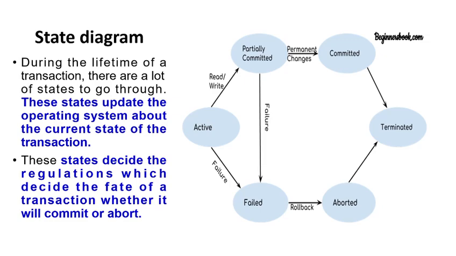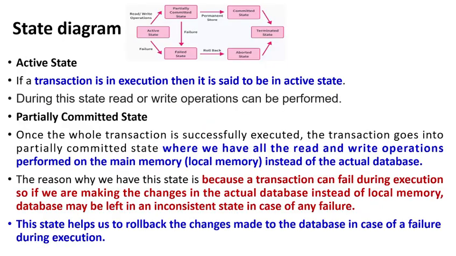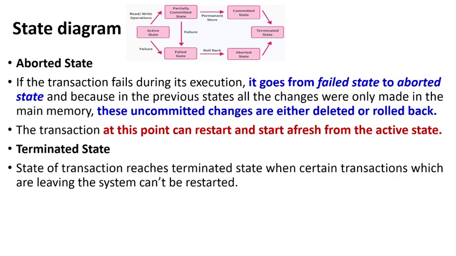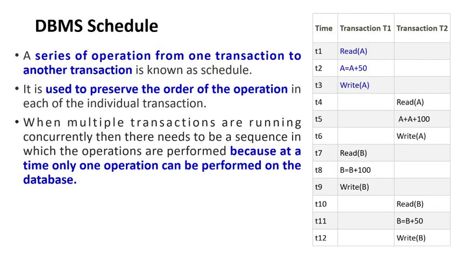The state diagram. The state diagram consists of certain states such as active state, partially committed state, failed state, committed state, aborted state, and terminated state, respectively. DBMS schedule. A series of operations from one transaction to another transaction is known as a schedule. It is used to preserve the order of the operations in each of the individual transactions.